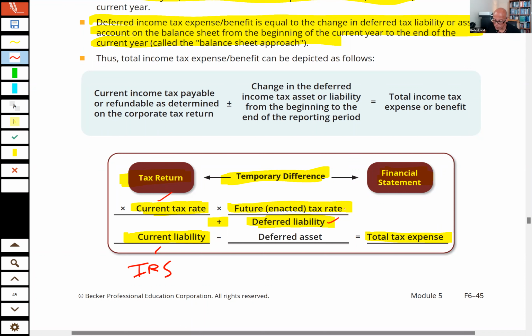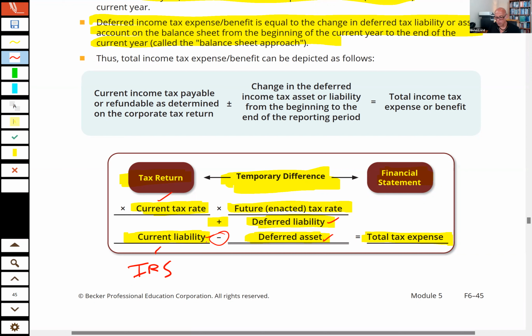Now, what happens if this generates a deferred tax asset, meaning I'm going to have future deductible amounts as the result of this temporary difference? Then I subtract that from the current liability to come up with the total expense. If they ask me the current, that's the same number, and that's easy: it's the IRS amount. If they ask me the deferred tax asset, that's the enacted tax rate times that difference. And if they ask me the total, I subtract that deferred tax asset from the current liability to come up with the total tax expense.